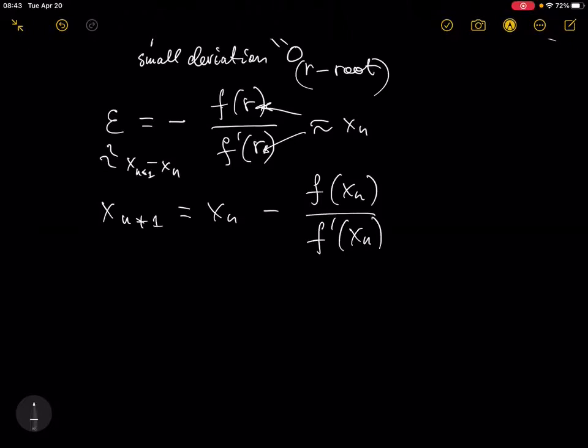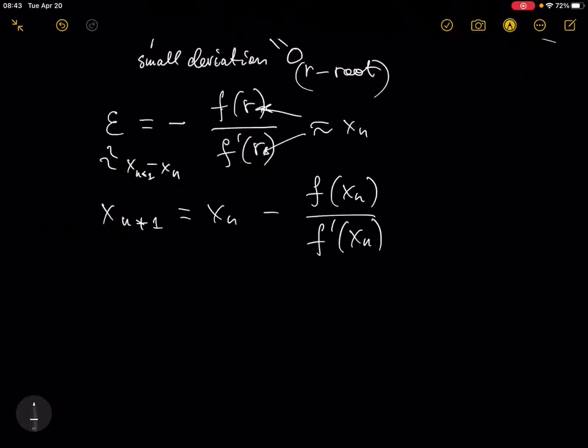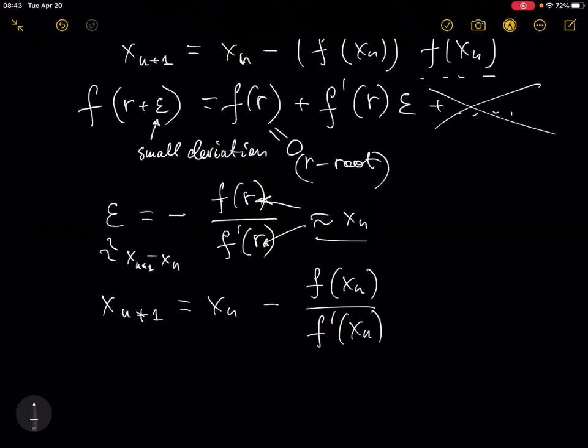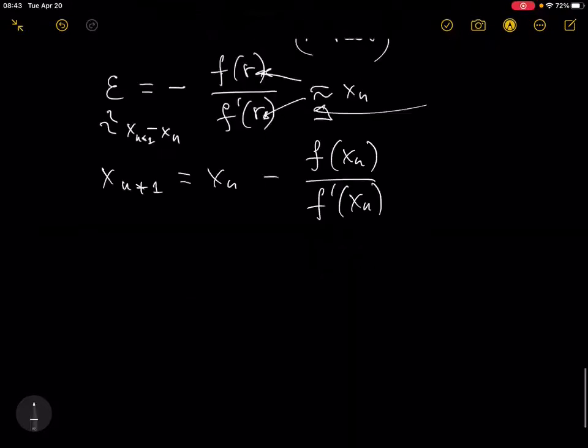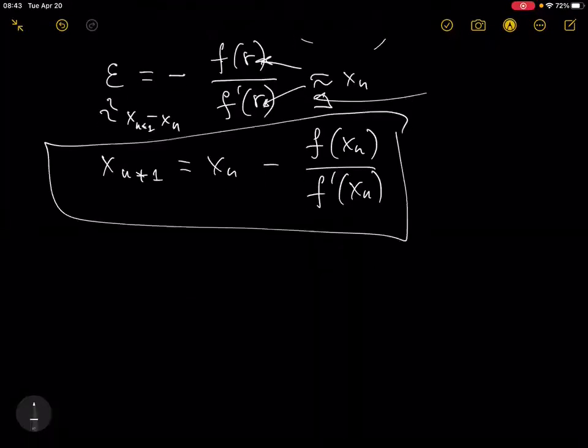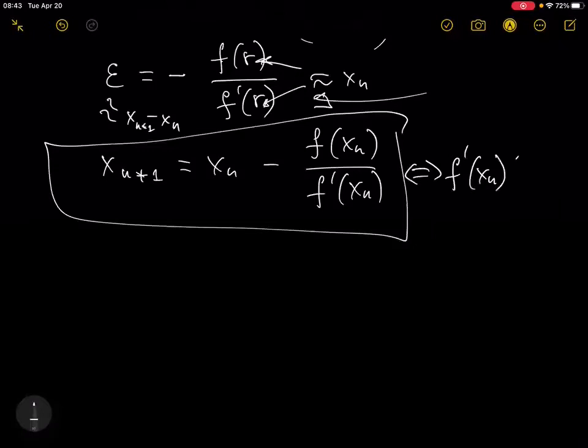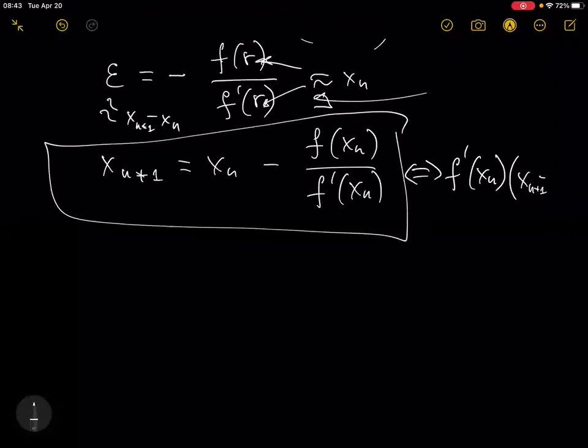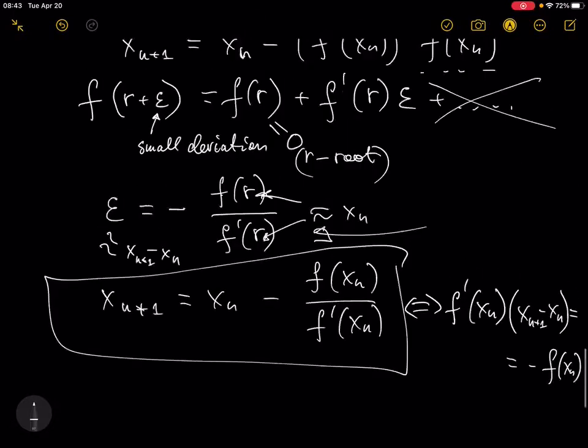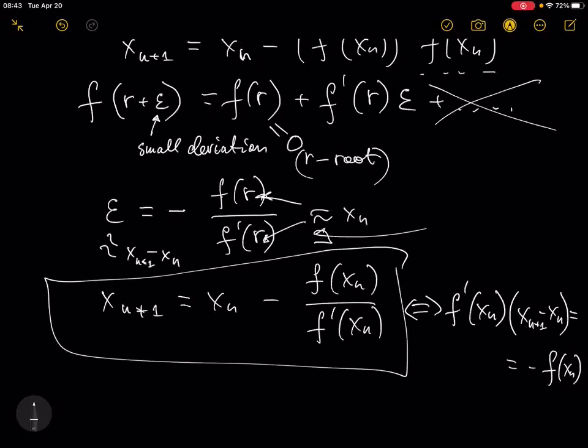Pay attention that essentially we were solving here the following. You can rewrite this as f prime of x_n multiplied by x_{n+1} minus x_n equals negative f of x_n, right? Just like that. Okay.